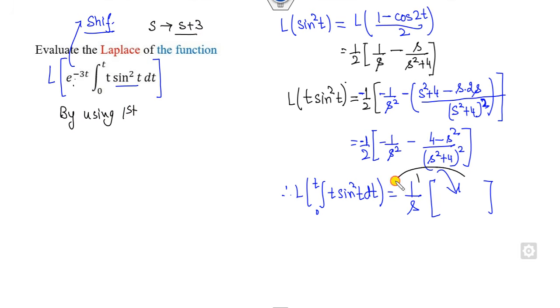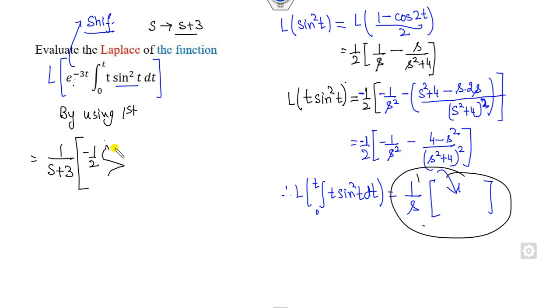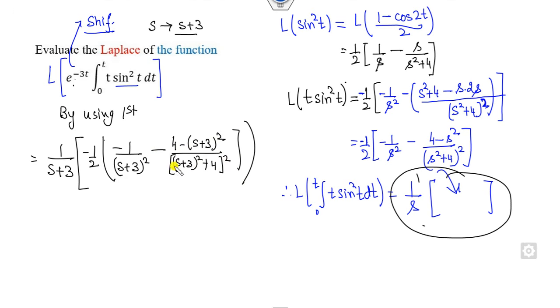Fine. Now by using the shifting first theorem, you have to replace s to be s plus 3. So whatever the answer you have written here, you can replace s to be s plus 3. So that into this, minus 1 over (s plus 3) whole square minus (4 minus (s plus 3) whole square) divided by ((s plus 3) whole square plus 4) of this number. Fine. Now if you want to take the LCM, then you may take, otherwise this is the right answer.